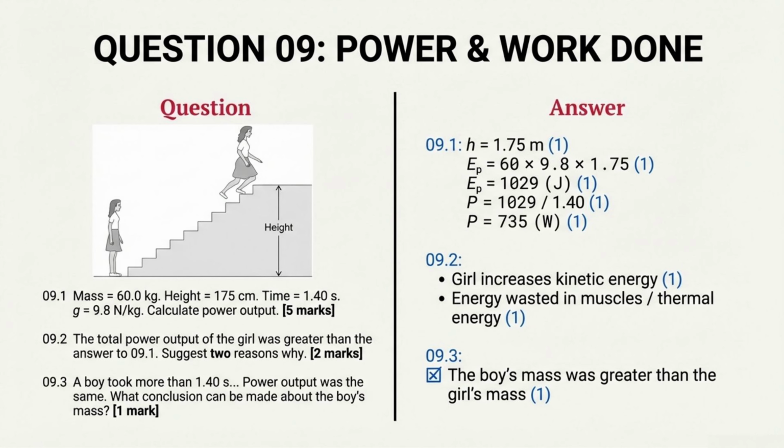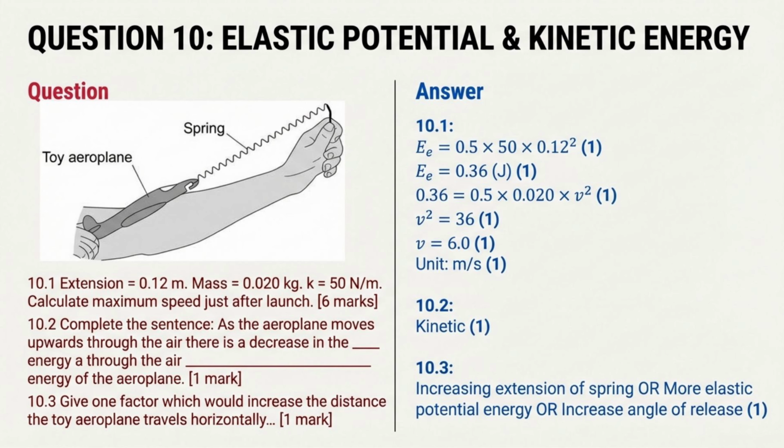The only mathematical way that works is if his work done is also larger. And since the stairs are the same height? The only variable left to increase the work done is mass. So the boy's mass must be greater than the girl's mass. Spot on. Question 10 is elastic potential and kinetic energy.